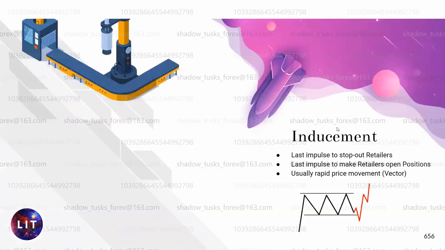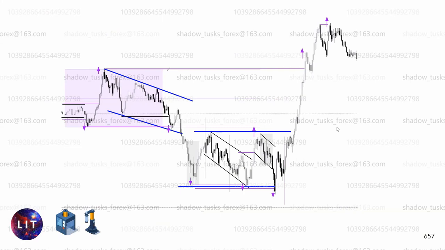So what is next? It's just to identify our inducements. So of course, sideways channel, induce the low, induce the high, both with speed, both with vectors. Beautiful.